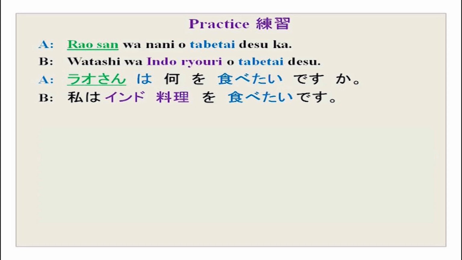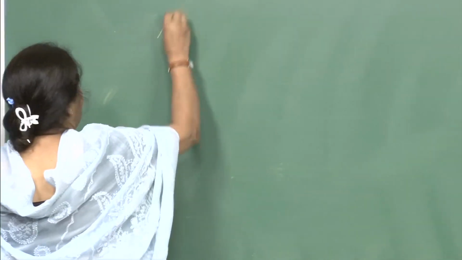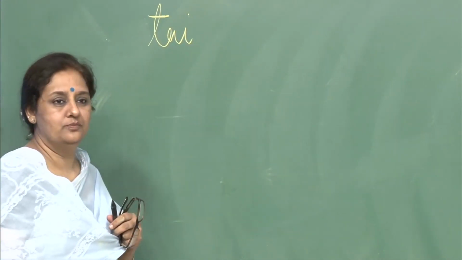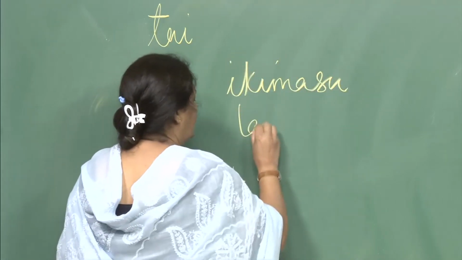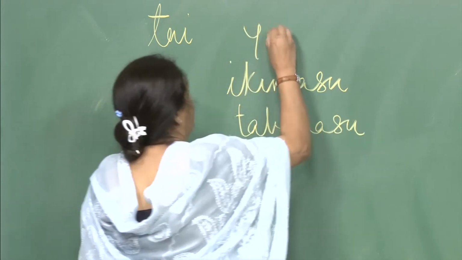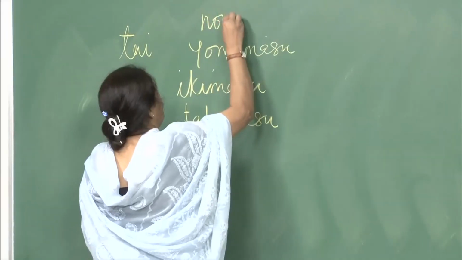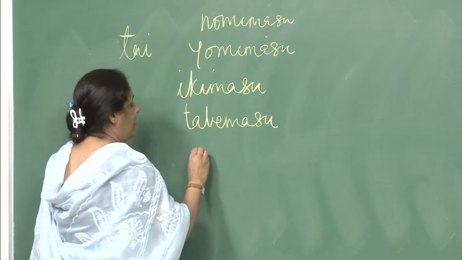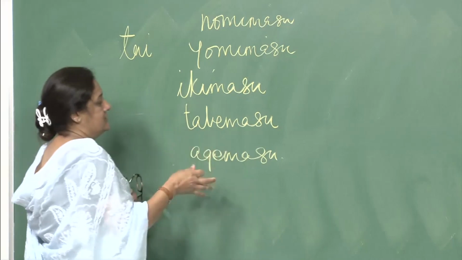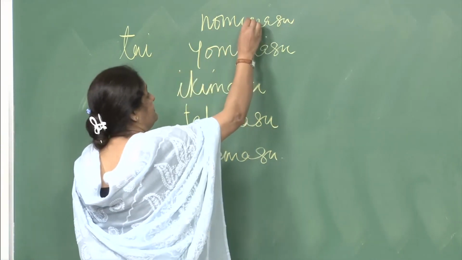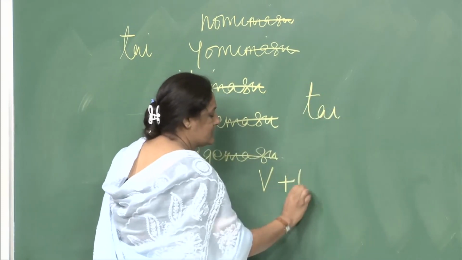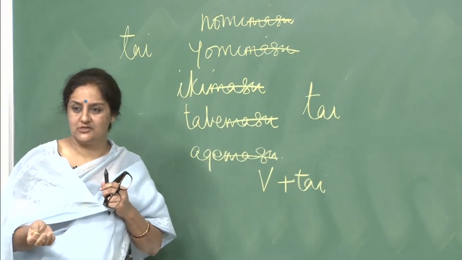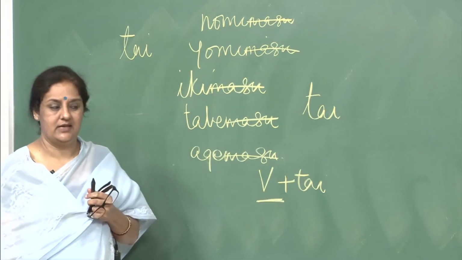Now, there was something else also in your conversation which we will cover right now. This is a very nice form, the tai form of the verb. It is very simple to make for group 1 and group 2 both, group 3 as well. Ikimasu, tabemasu, yomimasu, nomimasu, agemasu. So, well, this is a jumbled up group 1 and group 2. Just remove mas from all and put tai instead. So, verb plus tai means I want to do something, and that something is whatever the verb is saying. So, well, you can practice now.